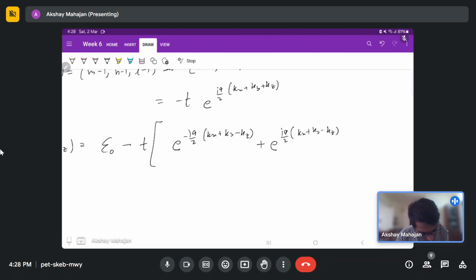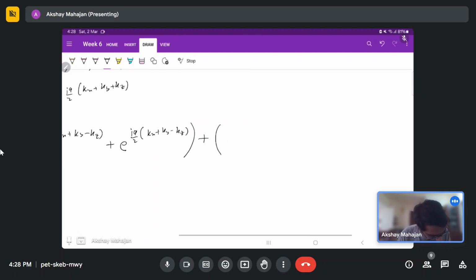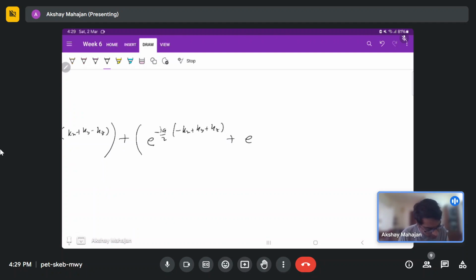Alright, so this I will take as one of the terms. Then similarly I will have e to the power minus iota a by 2 (minus kx plus ky plus kz) from the n plus 1 neighbor, and then I will have a complex conjugate from the n minus 1 neighbor, (minus kx plus ky plus kz). Okay, so this we have seen already.